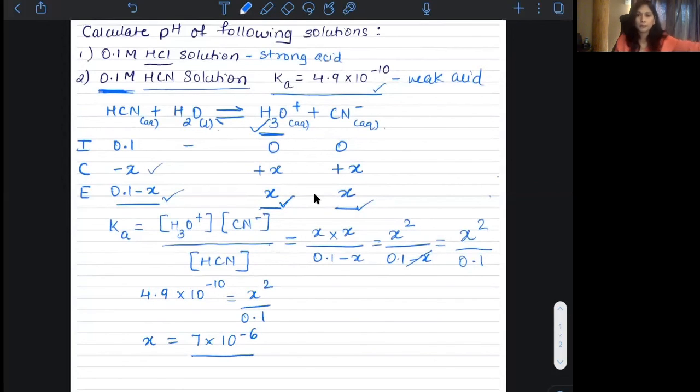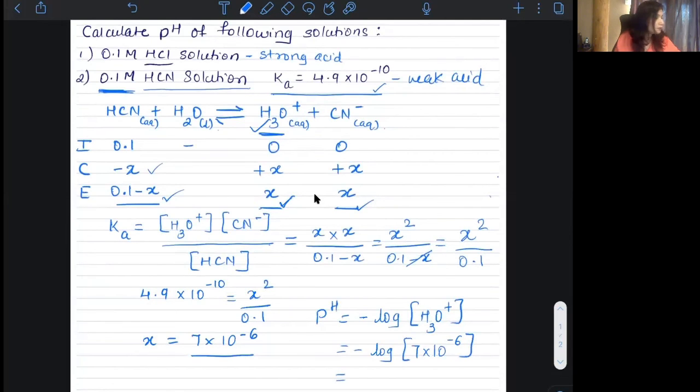Therefore, the pH calculation: pH is equal to negative log of hydronium ion concentration at equilibrium. This is equal to negative log of 7 times 10 to the negative 6. And when I calculate for the pH, my pH value comes to 5.2.